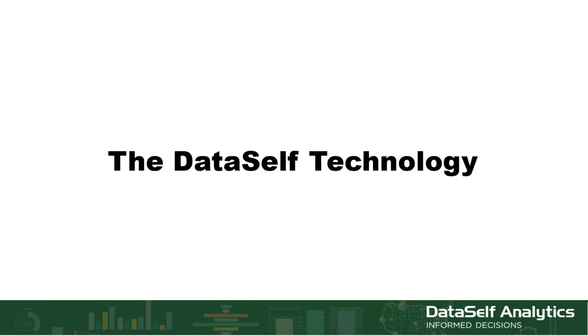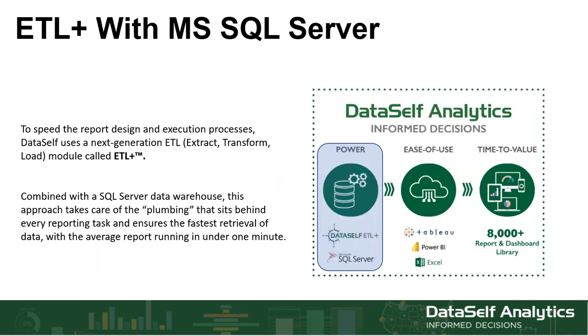So let's talk about the DataSelf technology. I do refer to it as a trinity of capabilities. And that trinity starts out with really the power behind DataSelf. And that's a marriage of two technologies. The first is a next generation proprietary technology called ETL+. That ETL stands for extract, transform, and load. And that technology optimizes all of your Acumatica data to make it quick and easy to be retrieved. Now, we join that ETL technology with a data warehouse using Microsoft SQL Server, so it's robust, scalable, and really an underlying technology that you can rely upon.